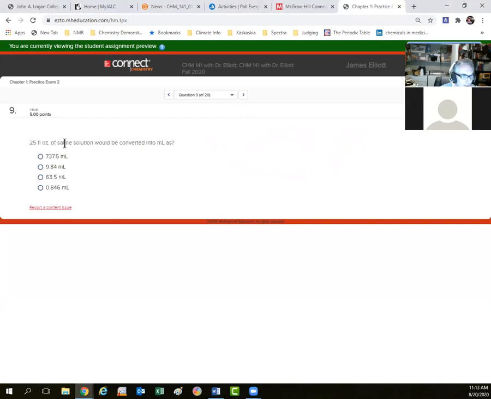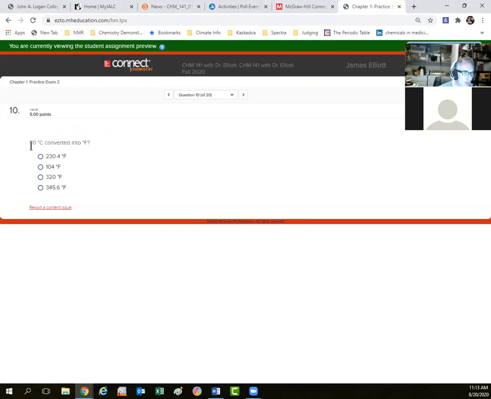Number nine, 25 fluid ounces of saline converted into milliliters. I think I mentioned this in the notes. I find that different test books give different values for the conversion. And so I just stuck on this nice rounded 29.5 to convert fluid ounces into milliliters. So that gives us a value of, and I peeked and looked at this one earlier, 737.5 milliliters. It's the only one which is even remotely close. That's the only non-metric conversion I expect you to be able to do for volume, because we still see fluid ounces used so much in medicine.